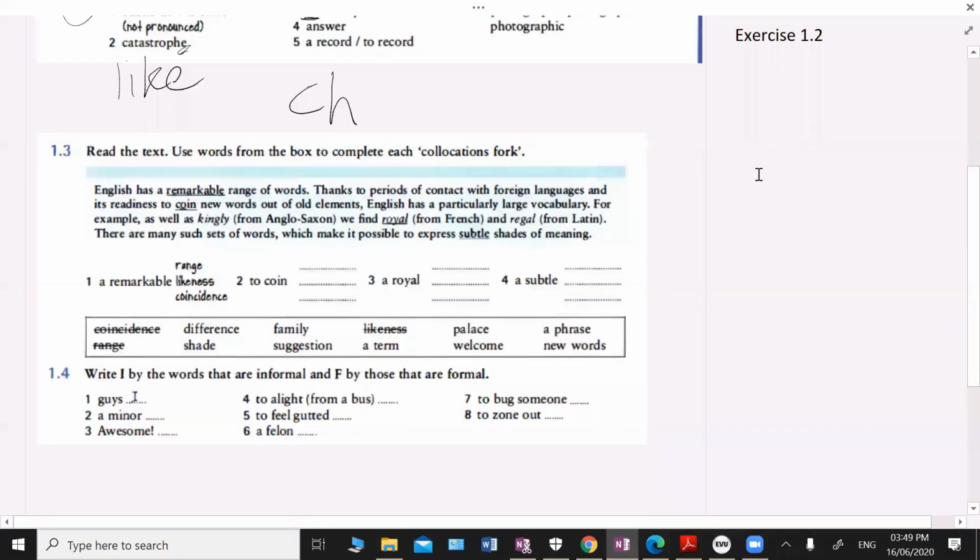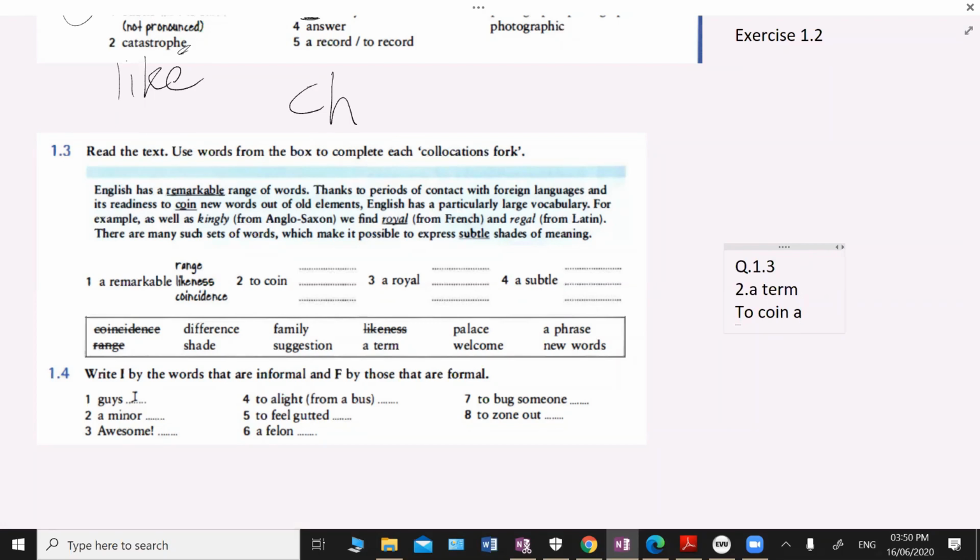I'll take you back to the exercise here. Number 2. This is question 1.3. Just a minute. Okay, so here we have number 2. What words can you give me to coin? To coin a term. Yes, to coin a term. To coin a difference. That's right. To coin what? To coin a difference. Okay, it should be okay.